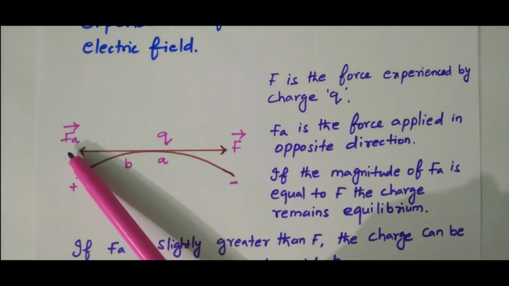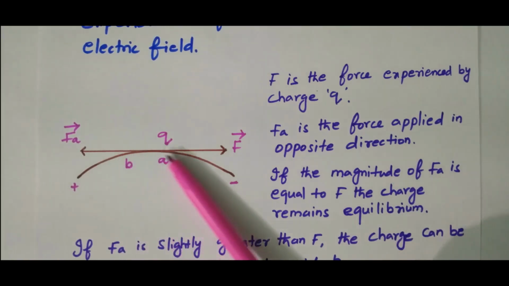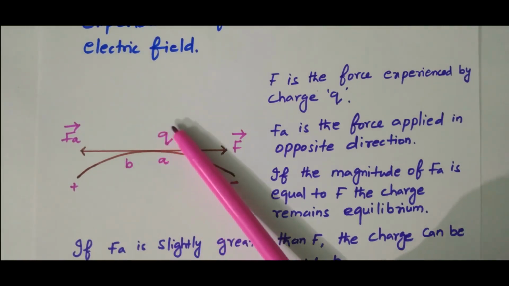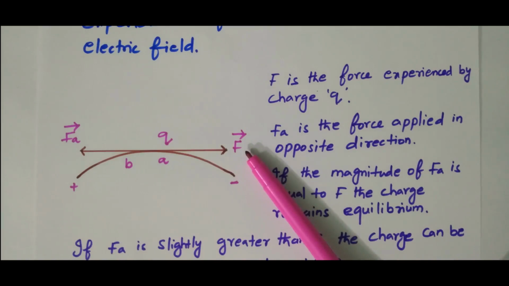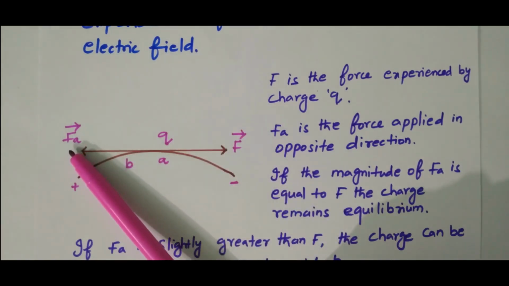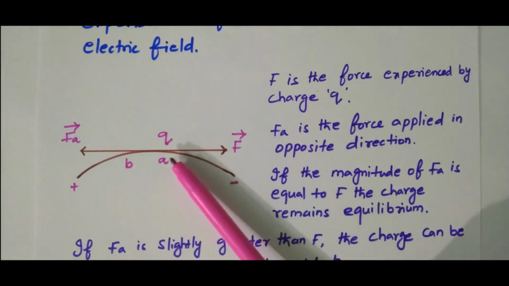On the opposite side, we have the applied force, Fa. Force is applied on the opposite side. Electric field is available, charge is placed. Due to the electric field, this charge experiences a force, that is F. On the opposite side, we are applying one more force, Fa. If both are equal, then the charge will remain in the same place.